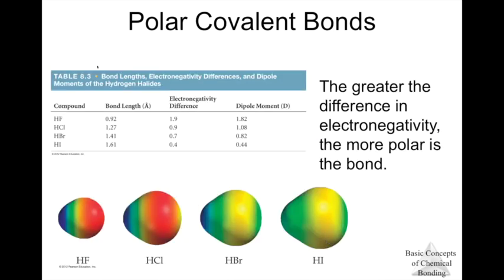And the greater the difference in electronegativity, the more polar the bond is. So as you can imagine, fluorine and hydrogen, very, very big difference in electronegativity, versus hydrogen and iodine, not as great a difference in electronegativity, so not as polar of a bond. So we're looking at 1.82 debyes versus 0.44 debyes, and a big difference in electronegativity, 1.9 down to 0.4, and part of that has to do with the fact that they're farther apart from each other, right? These guys, the bond length is 1.61 versus less than 1 down here.